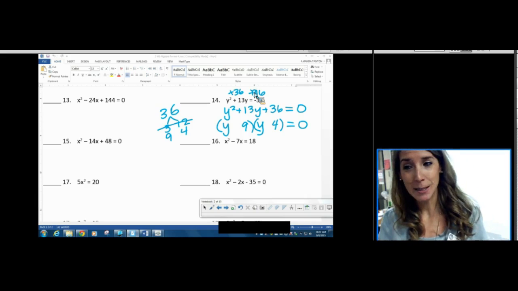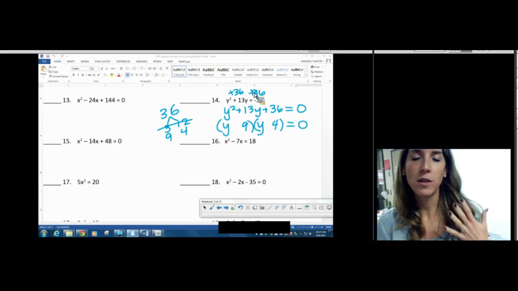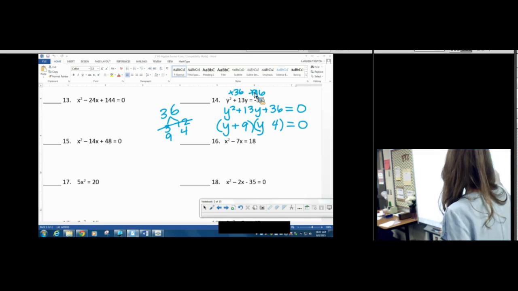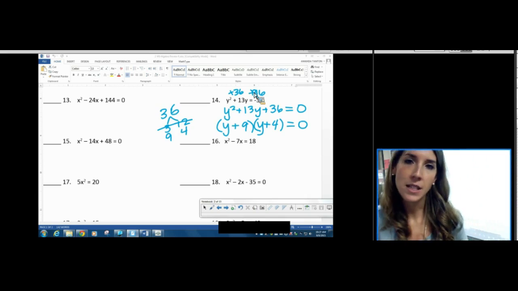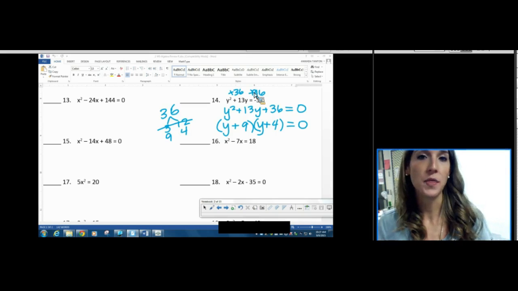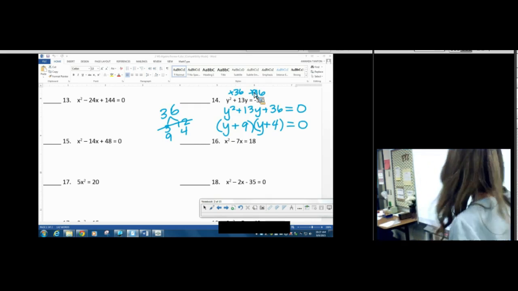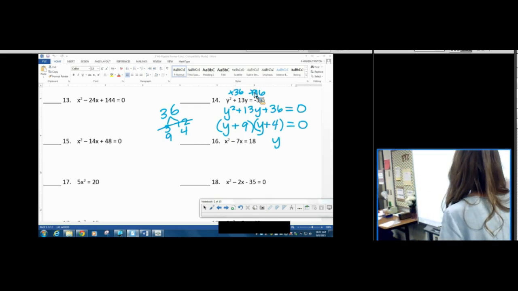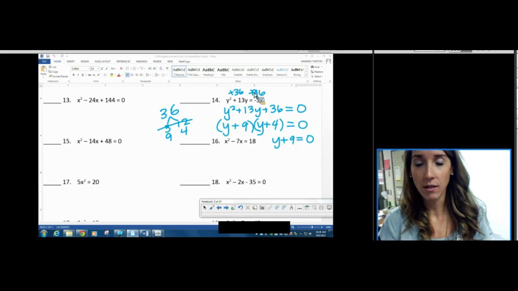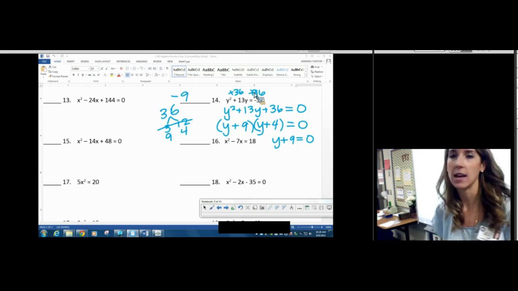Now, we got lucky on this problem. Everything's plus. Plus 13, plus 36. So we don't need to worry about the positive or the negative. We know that it's plus for both of these. The biggest mistake that students make is they put 4 and 9, final answer, that's what y equals. But that's not what y equals. We want to know, what does y equal if y plus 9 equals 0? Oh, y equals negative 9.